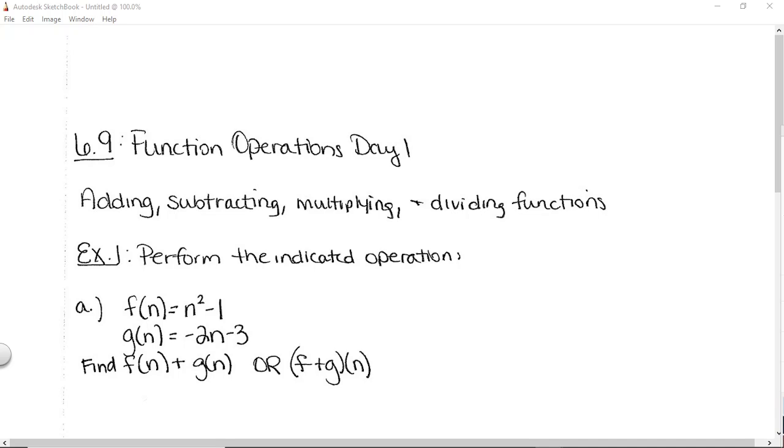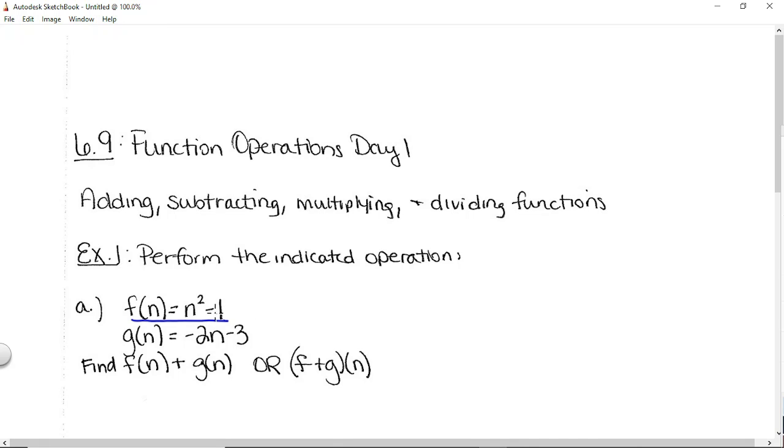So the way we usually define functions is with a rule, such as the ones that we have here. This is a function. You put in some number for n, that's the input value, and you calculate f of n. In this case, put in a number for n, then you square it, and then you subtract 1, and that gives you f of n for that particular value of n. And you can plug in any number you want for n, and for each of those you will get an output value we call f of n.